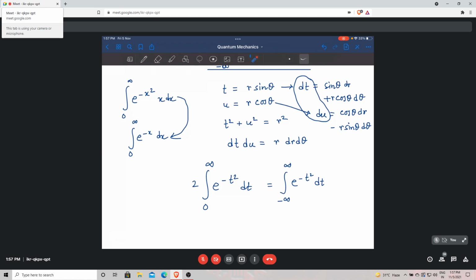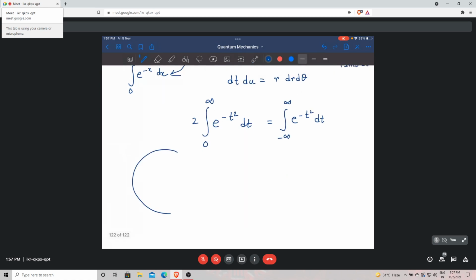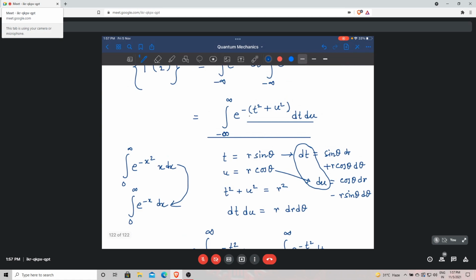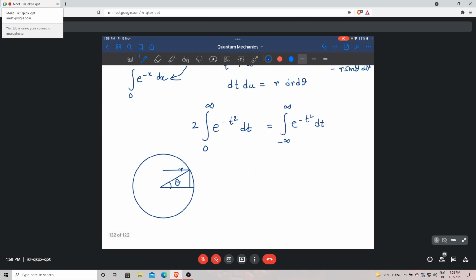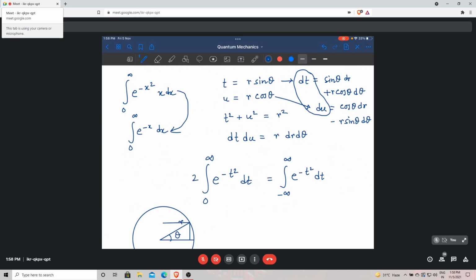but the more appropriate thing, because of the way we defined this, this is our axis, and this looks like the equation of a circle. So if this is theta, and this is our r, with r sin theta as t and r cos theta as u, what should the value of theta take? The full circle is 2 pi, so we should take theta from 0 to twice pi, right?